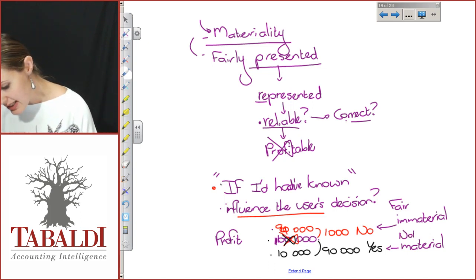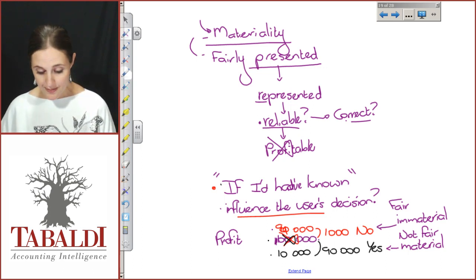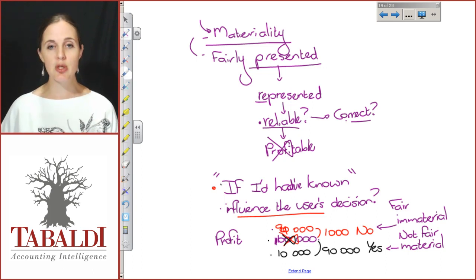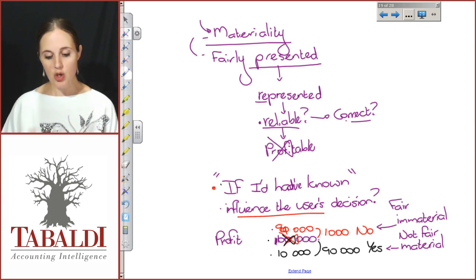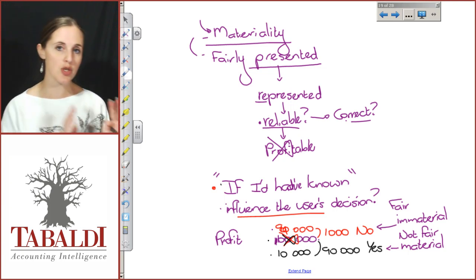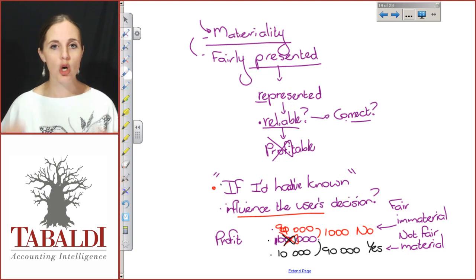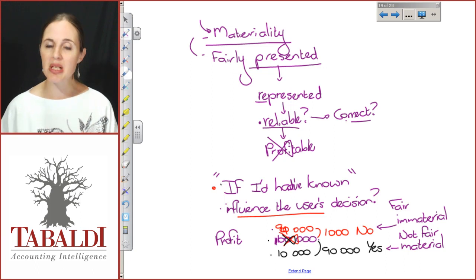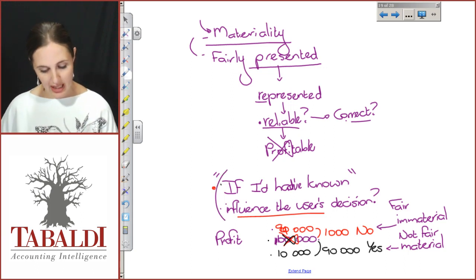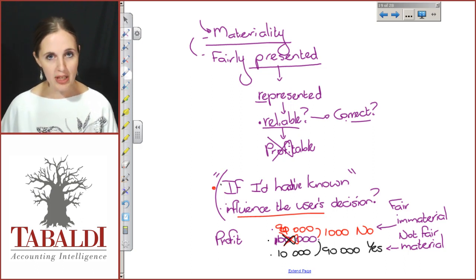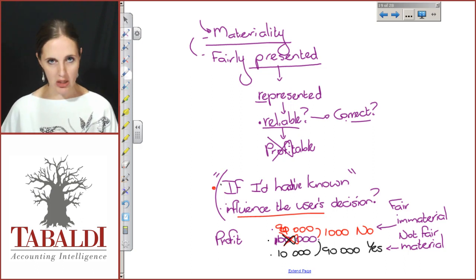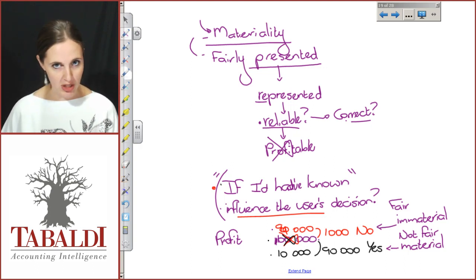However, in this case, we say this is not fairly presented, or it is not fair because the 90,000 rand misstatement would influence the user's decision. So you can see the concept of material versus correct is not quite the same. It is okay for something to be incorrect or misstated as long as it is not materially misstated. And our question there is, would it influence the user's decision? If the answer to that is yes, it would influence the user's decision, then it is material. If the answer is no, it would not influence the user's decision, then it is not material.